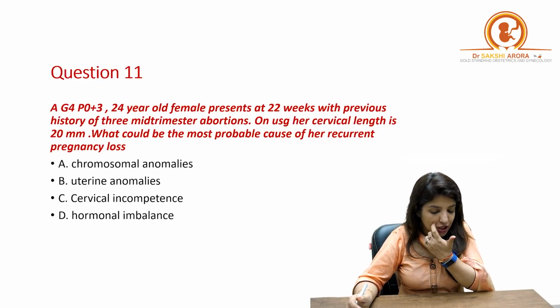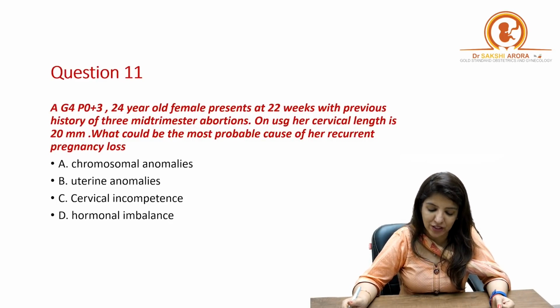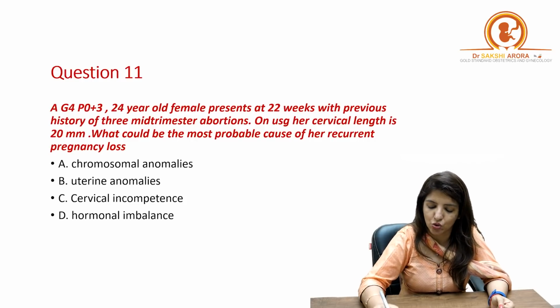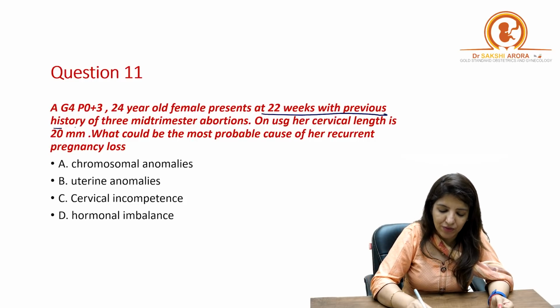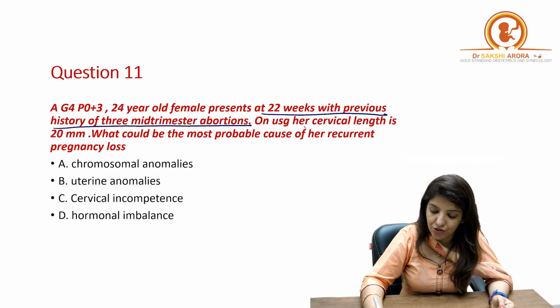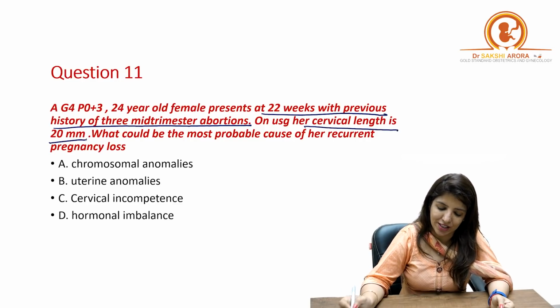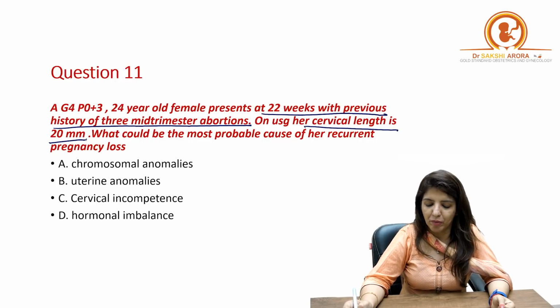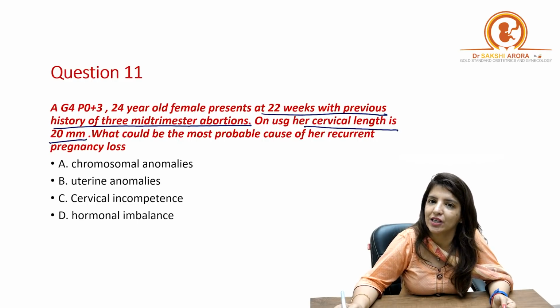Next question. A G4P0+3 24-year-old female presents at 22 weeks with previous history of 3 mid-trimester abortions. On ultrasound, her cervical length is 20 mm. What could be the most probable cause of a recurrent pregnancy loss?